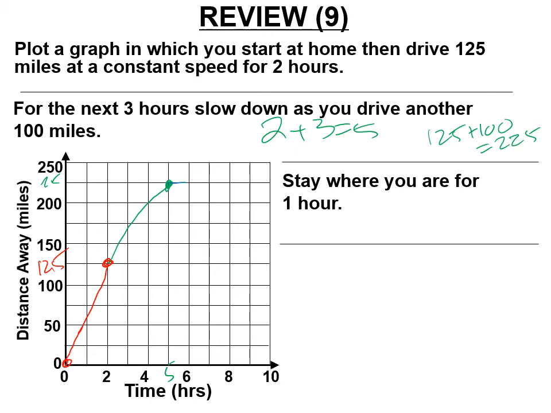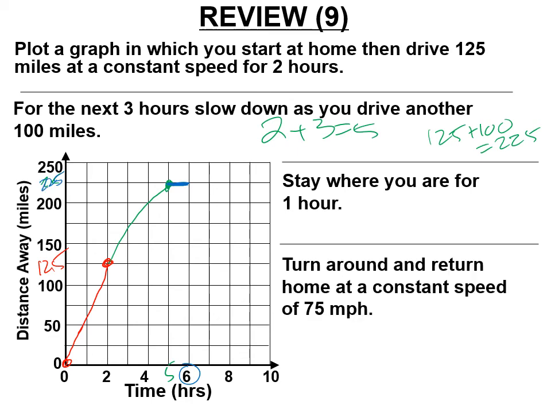Stay where you are for an hour. Okay, so that means now at 6 hours, and we didn't go any more miles, right? We're at 225 and we stayed there. And turn around and return home at a constant speed of 75 miles per hour, right? So 75 miles per hour is 3 boxes. So let's do that. So we have to go 1, 2, 3 every hour. 1, 2, 3 every hour. 1, 2, and we get home in 9 hours. And it says constant speed, so we got to do a straight line. And that's pretty yucky. Let's try to do better. All right, it looks like that. Make sure it's not bent.